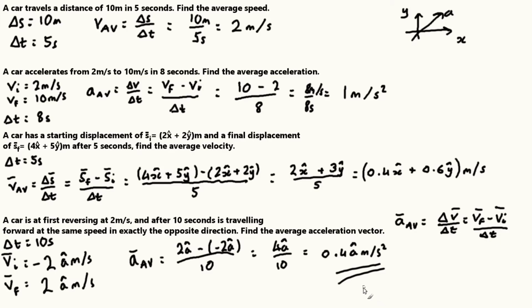And so what does this mean? It means that our car has an acceleration of 0.4 meters per second squared in the positive a hat direction, where a hat is the direction of the car at the end when it's travelling forward.